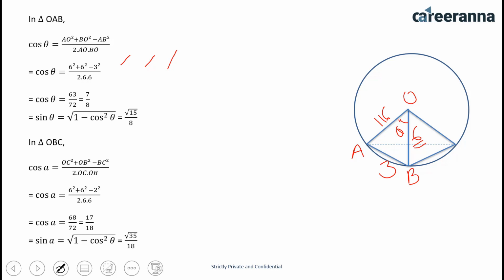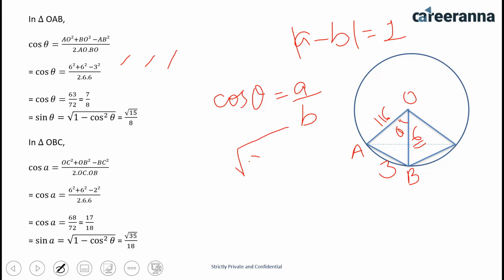Sin theta is root of 1 minus cos square theta, which is equal to root 15 upon 8. Now just remember, whenever cos theta is given as a upon b where b minus a is equal to 1, always remember that in the numerator we take root of a plus b and in the denominator we take b. So here you can see the summation 7 plus 8 in the numerator and 8 in the denominator. So sin theta comes out to be root 15 upon 8 and cos theta comes out to be 7 upon 8.